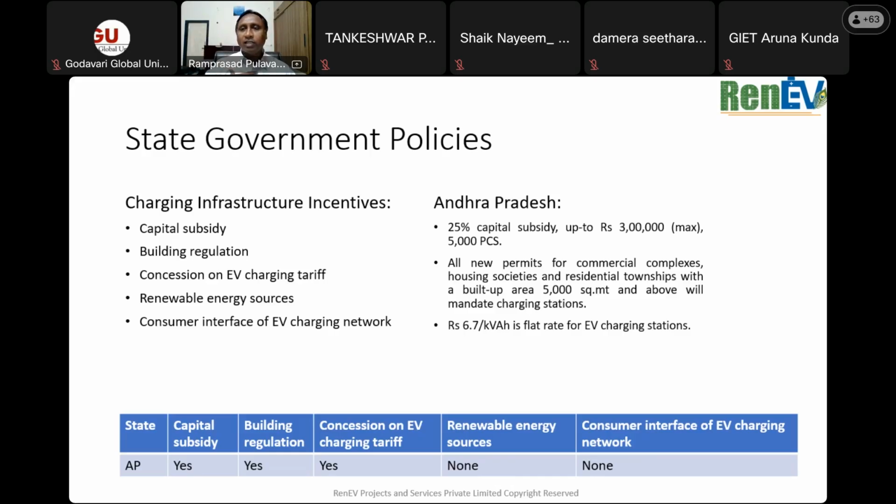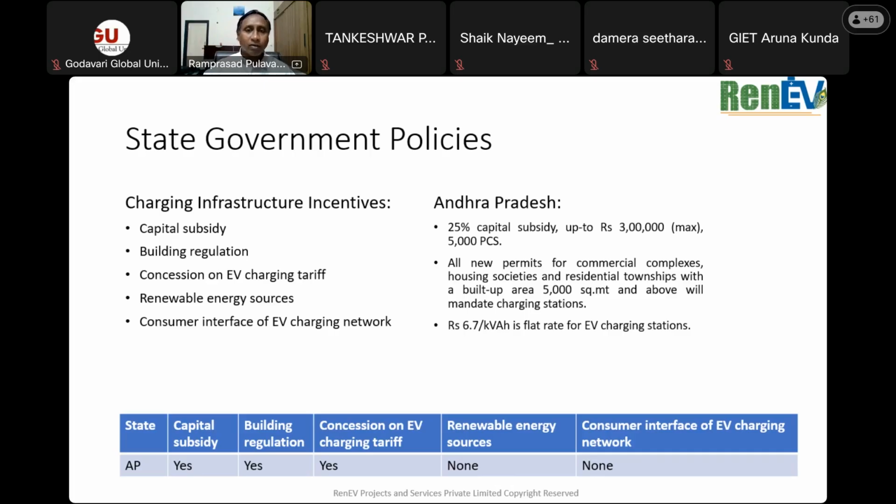I am running a charging station business and I'm yet to get this benefit. Last time when I spoke to the nodal authority of Andhra Pradesh, they said that the guidelines and the framework are being prepared. We are hoping that we are going to get some part of this 3 lakh rupees. And that is limited to the first 5,000 public charging stations built in Andhra Pradesh.